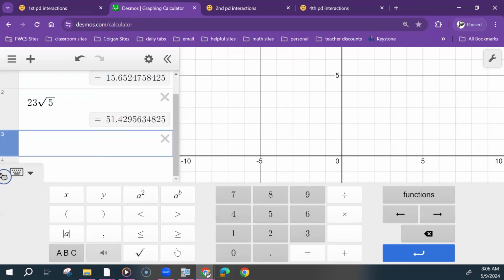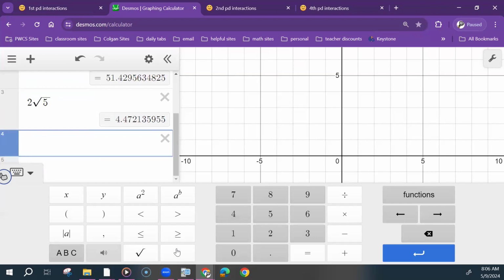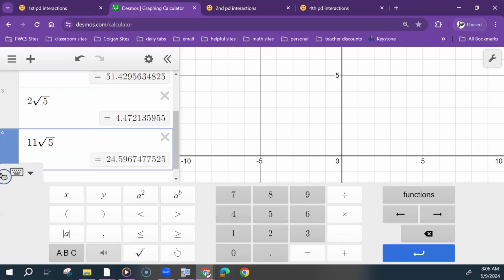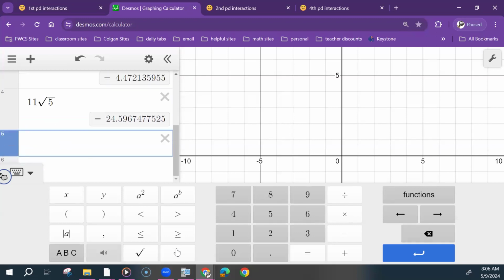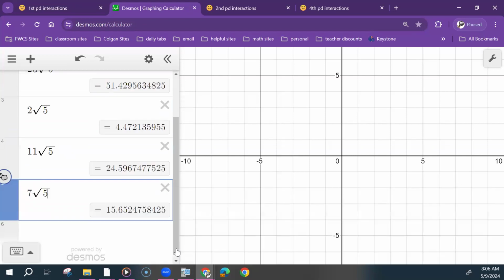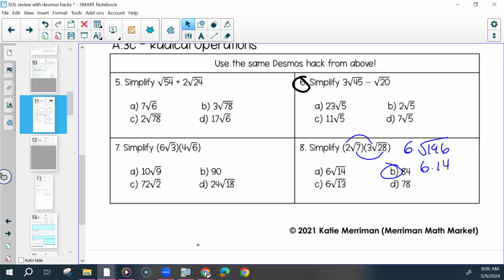Not A. Not B. Not C, so then it has to be D. That is the decimal point. Anyone want to see that one done? What other questions do we have?